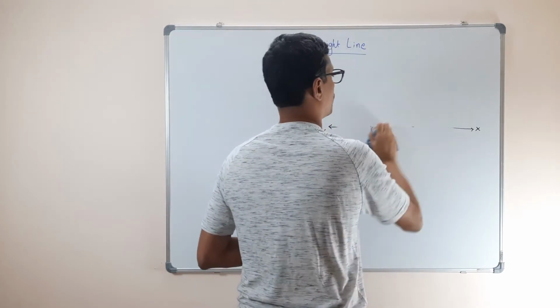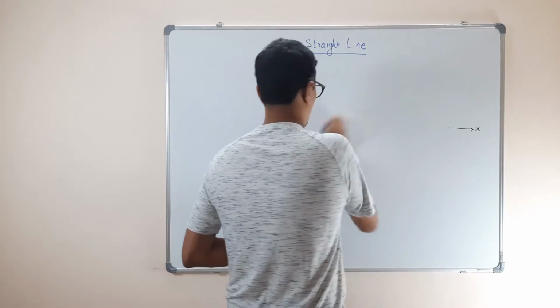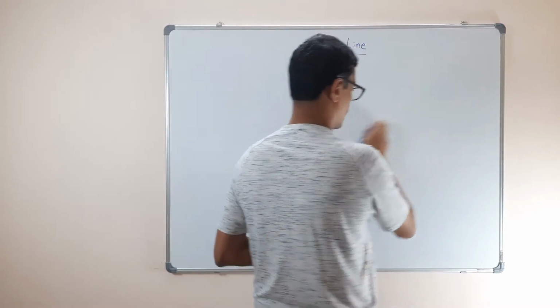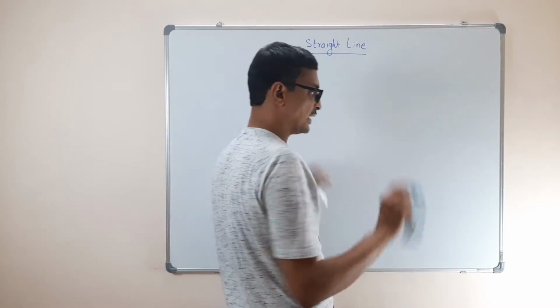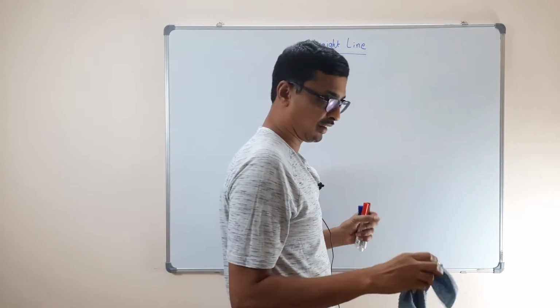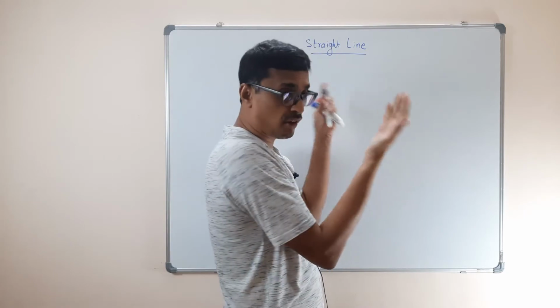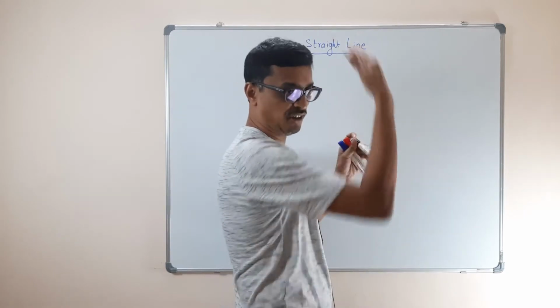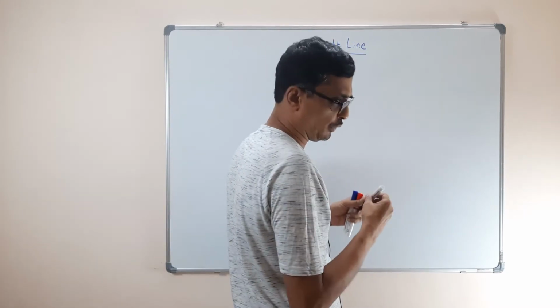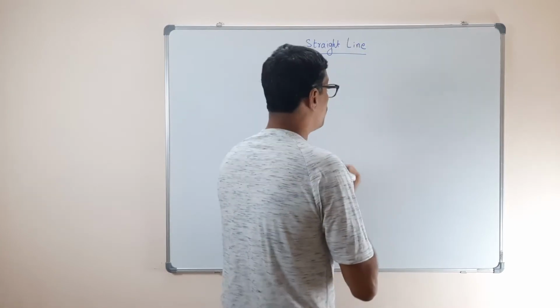Your straight line can be defined by your x-intercept and your y-intercept, because if I give you the x-intercept and y-intercept, you can draw the line. You don't need anything, you just join them. There are other terms we can use also. What are the other terms we can use?